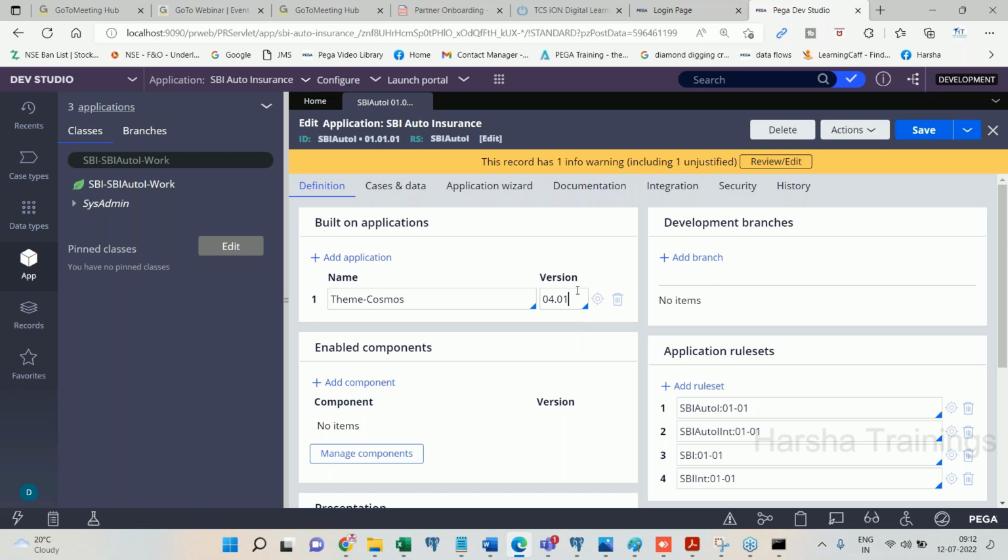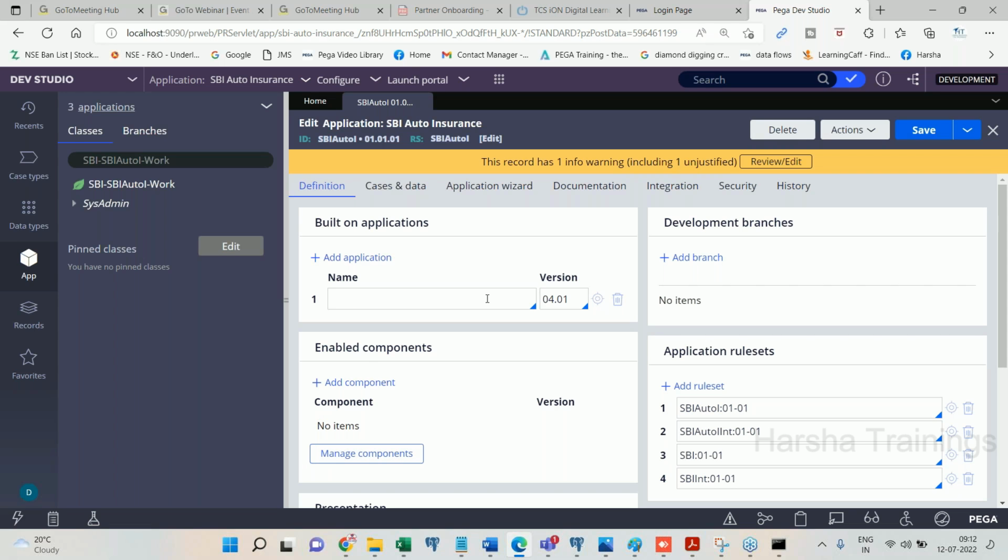Application 1 also you would be seeing the same. Leave application 1, that is as it is, how it has to be available, it is there. But application 2, when you go to definition, it is showing that it is being created on top of theme Cosmos, Pega platform and all. Now what should I do in order to make it on top of application 1?